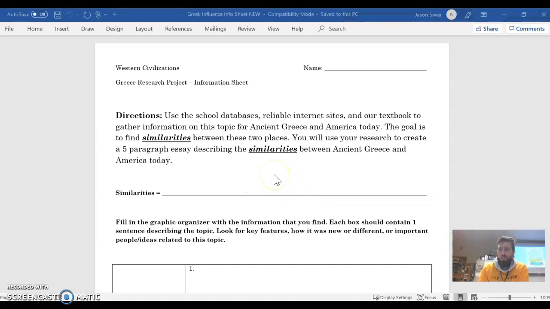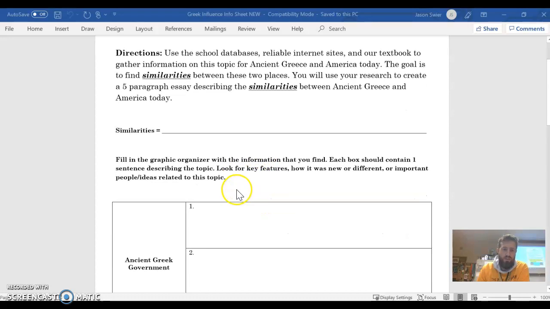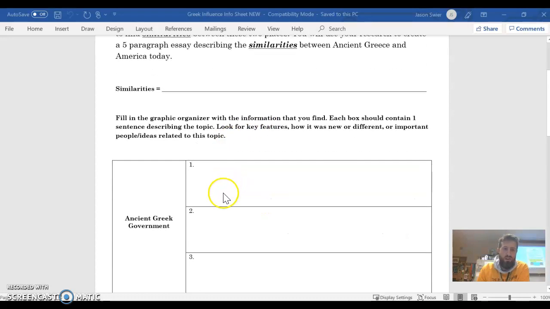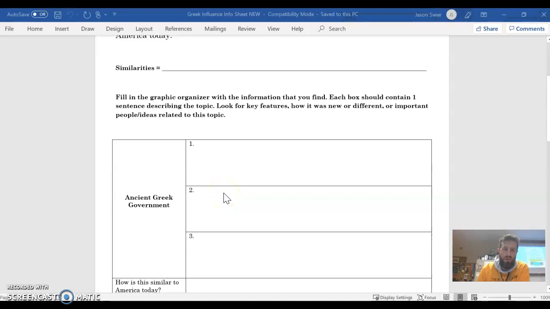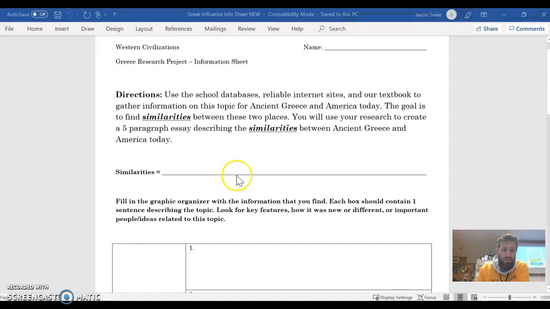So I'm going to walk you through some of the steps of looking at this and what I want you to do as you're trying to find information about this. Okay, so I've got a pretty specific structure that I'm going to have you walk through to build the information and then ultimately put it together to make a 5-paragraph essay. Right, so our first real extended writing we're doing this year.